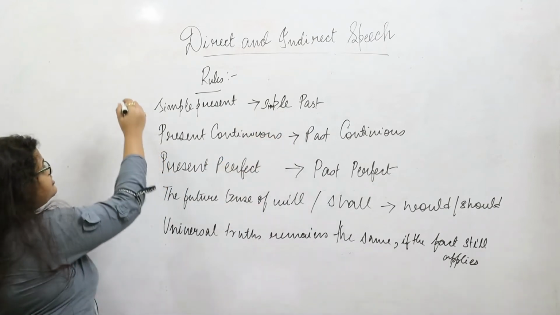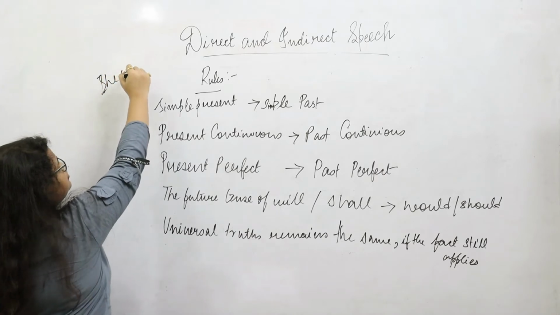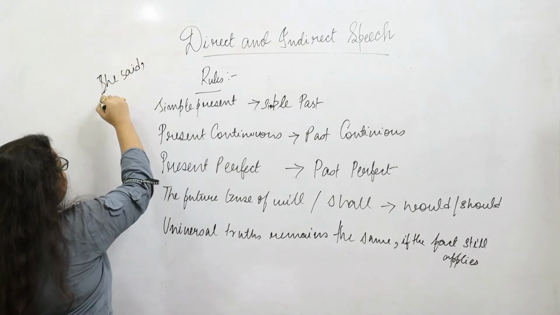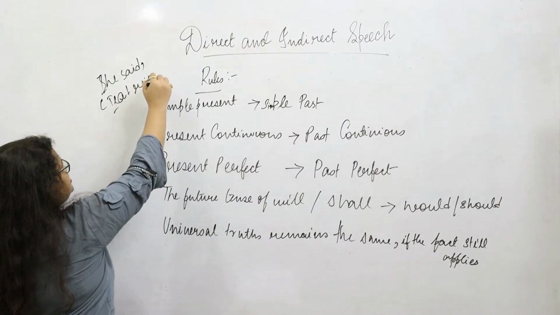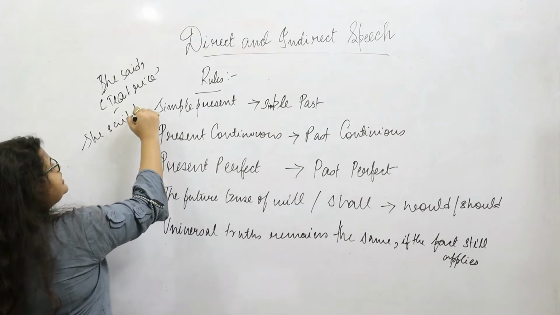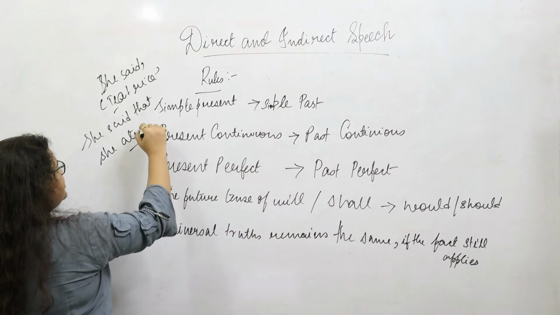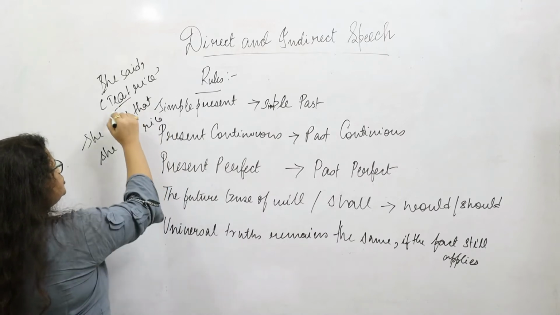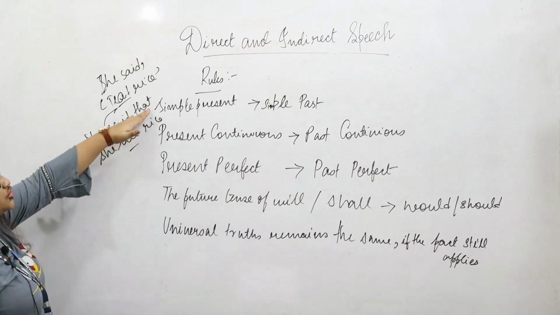For example, if there is a sentence, she said, "I eat rice," this sentence would change as, she said that she ate rice. So this eat would change into ate. The said remains the same, and we would be putting a conjunction, that.